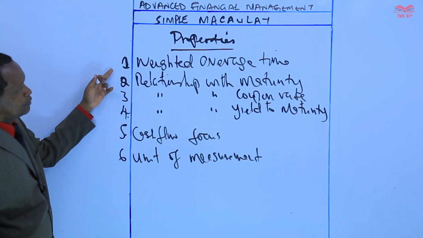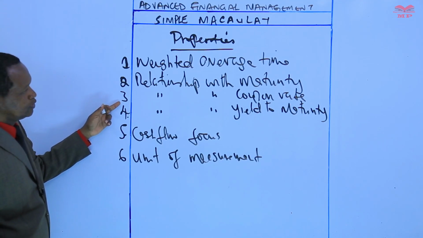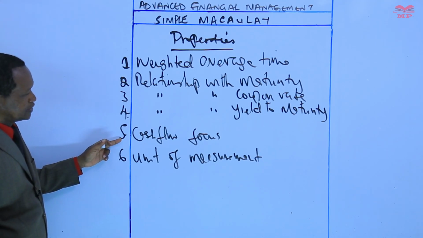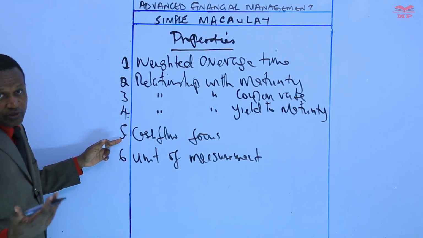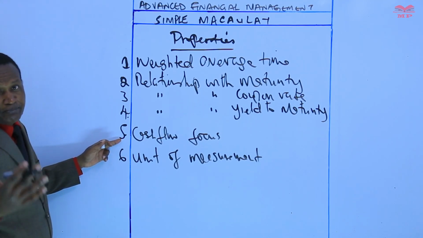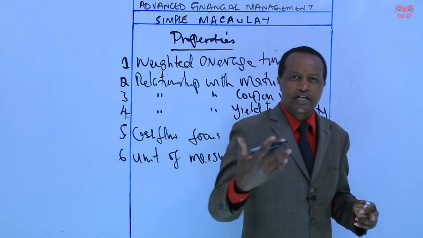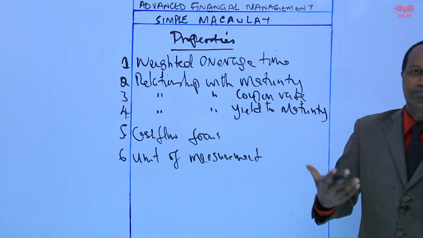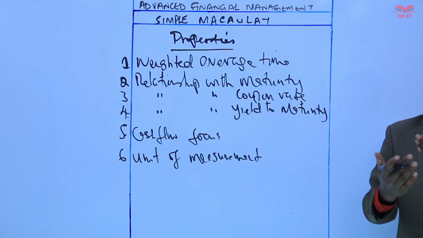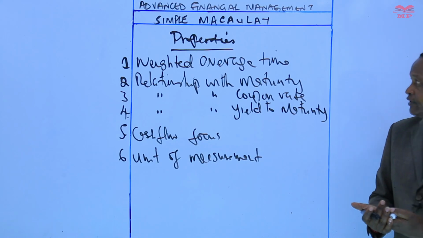That is number 1, property related to weighted average time. Number 2, relationship with the maturity. Number 3, the relationship with the coupon rate. Number 4, relationship with yield to maturity. There is a cash flow focus and the unit of measurement. So in essence, candidates, Macaulay duration provides a time-based measure of a bond's cash flows, highlighting how factors like maturity, coupon rate, and yield to maturity influence the timing of those cash flows. That's it for the properties.